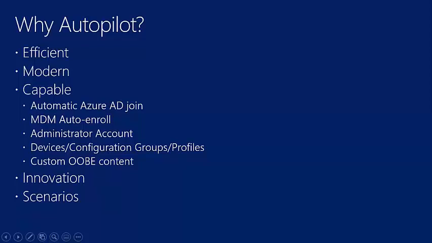Devices, configuration groups, profiles, all of these things can work together to give you a really cool picture of how your setup proceeds. For example, you may have all of your devices that you want to go through the Autopilot experience and have a certain base load of configuration. And then from there, you can figure out a group structure.